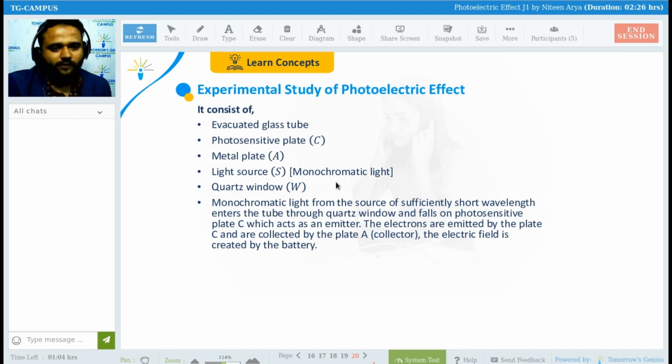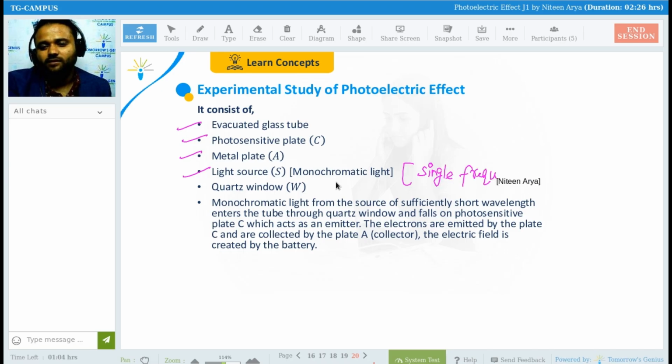So whatever it consists of and whatever the requirements are, we can go for it. The experimental study of the photoelectric effect consists of an evacuated glass tube, photosensitive plate C, metal plate A, light source S, monochromatic light, again single frequency light, and a quartz window W. Monochromatic light from the source of sufficiently short wavelength enters the tube through the quartz window and falls on the photosensitive plate C, which acts as an emitter.